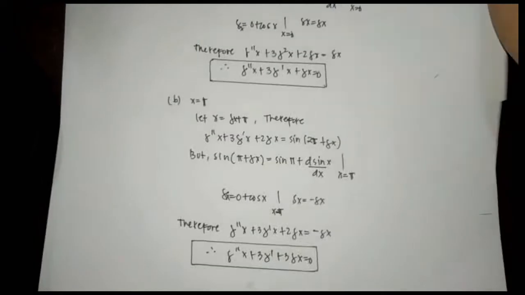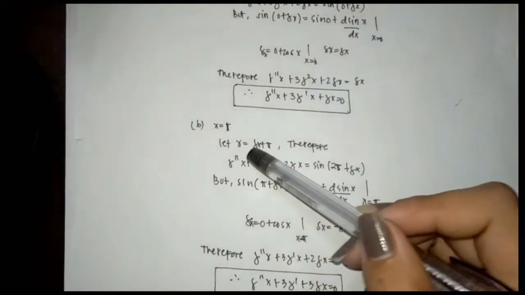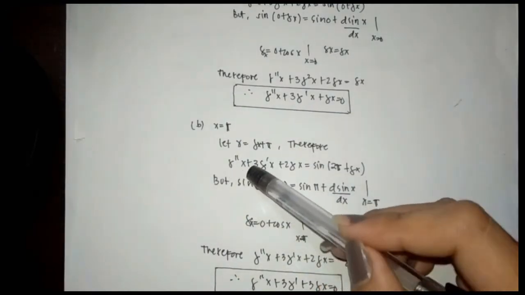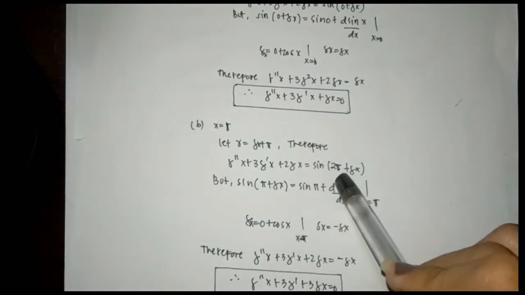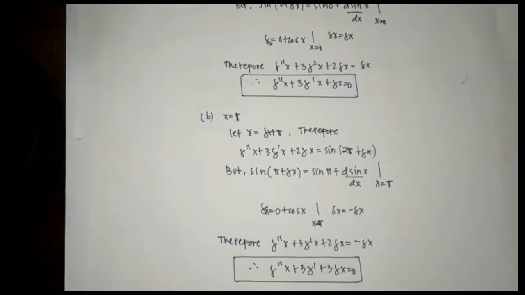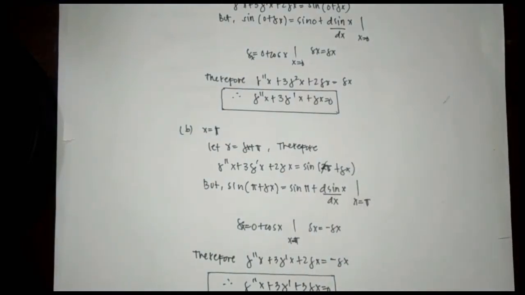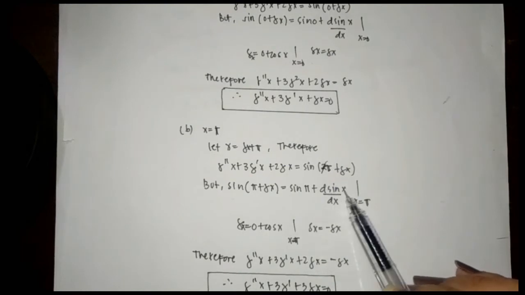Same steps on B. We have the small excursion equal to pi. We let x equal delta x plus pi. Therefore, delta double prime x plus 3 delta prime x plus 2 delta x is just equal to sine of x. Our x here is not 2, it's only pi. So our x is equal to pi plus delta x. We distribute this pi and delta x. So we have sine pi plus the derivative of sine x, which is cos x.